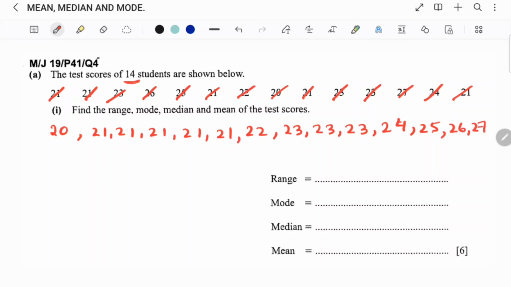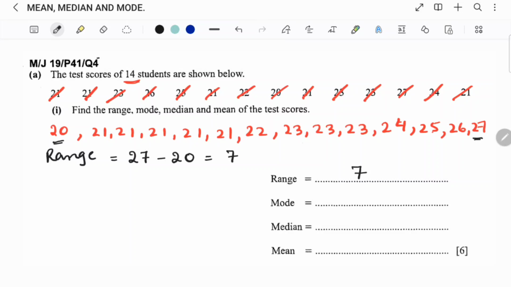Just check, there are 14 numbers. So there's no need to count above. Just check the numbers which you have arranged in ascending order, are they 14 or not? 1, 2, 3, 4, 5, 6, 7, 8, 9, 10, 11, 12, 13 and 14. It means that we have written all of them. Okay. Now, as you know, the range is the maximum minus minimum. The maximum number is 27 and the minimum number is only 20. So 7 is the range.